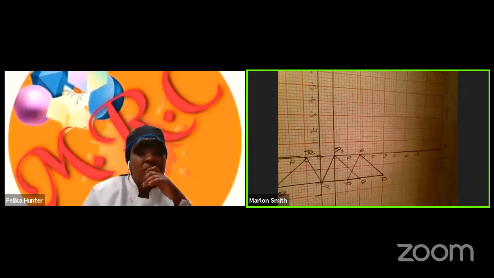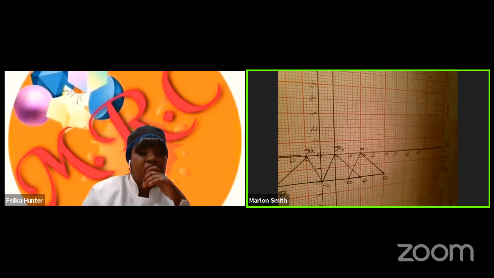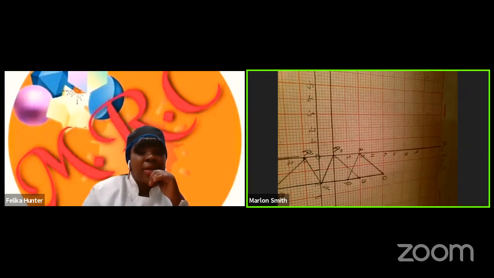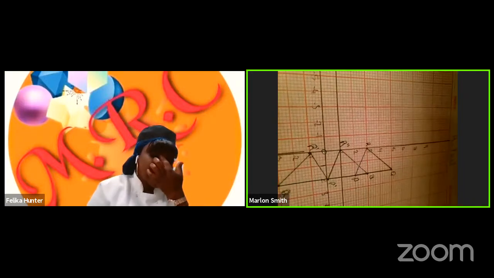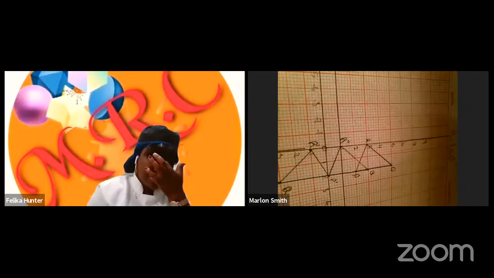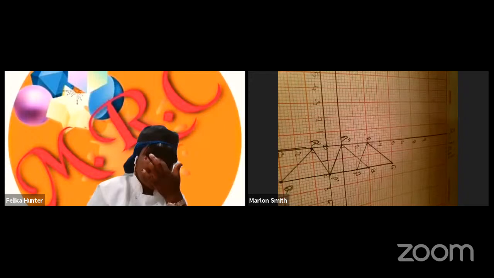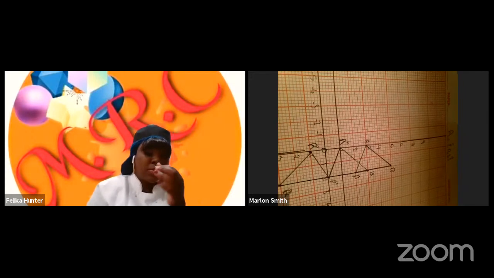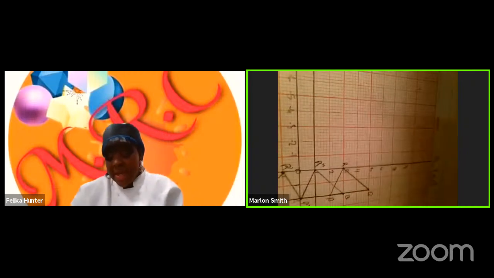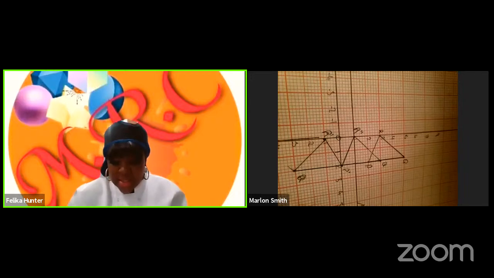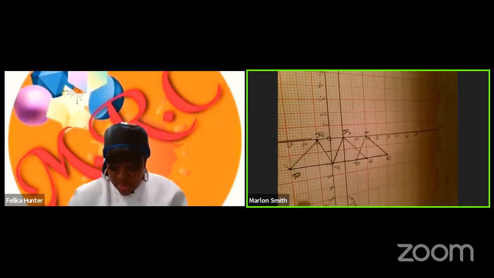In the x-axis, miss. It couldn't be the x-axis. It must be the line x equals 0. Could it be the x-axis? What did the question say? Did it say the x-axis or the line x equals 0?